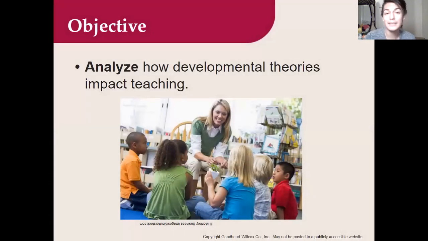Moving on to our next objective. We have to analyze how developmental theories impact teaching, because of course we have to tie this back to teaching, right?